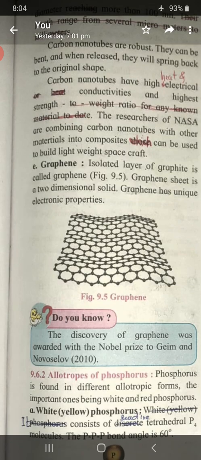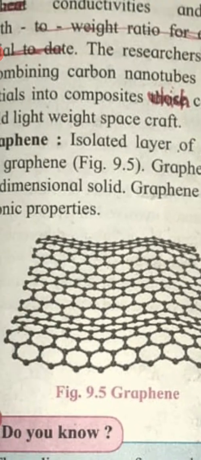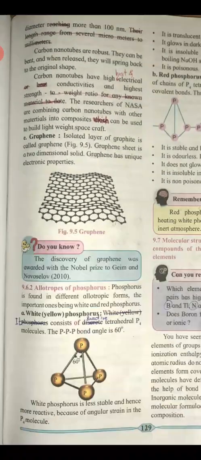Okay, and the last allotrope of carbon is graphene. So what is graphene? Graphene is the isolated layer of graphite. The isolated layer of graphite is called graphene.